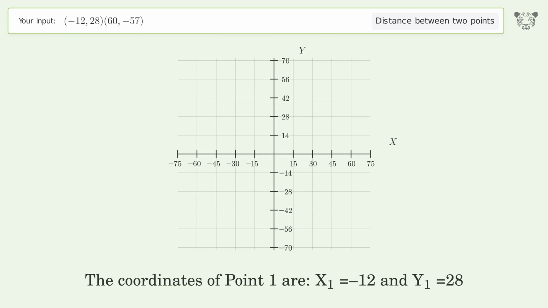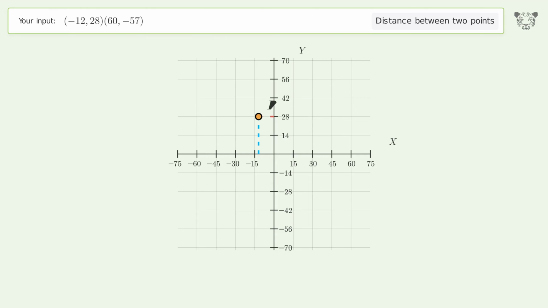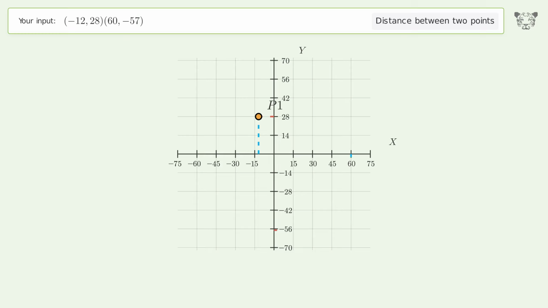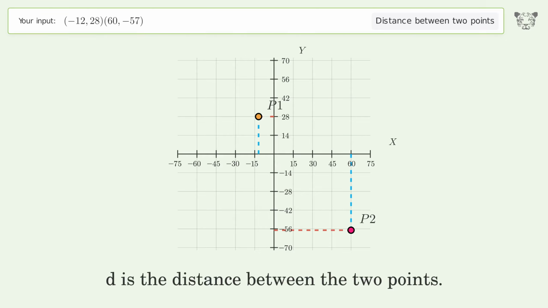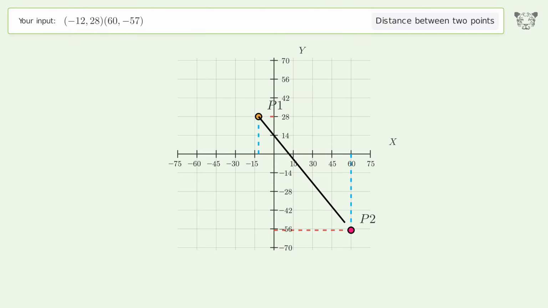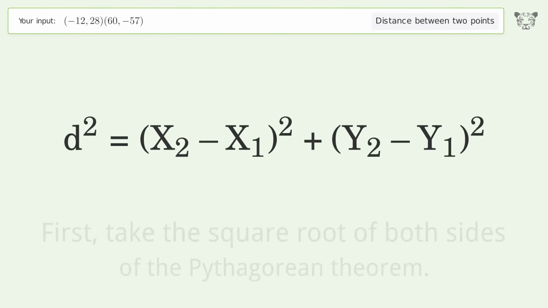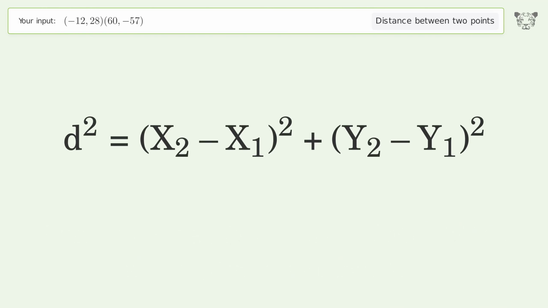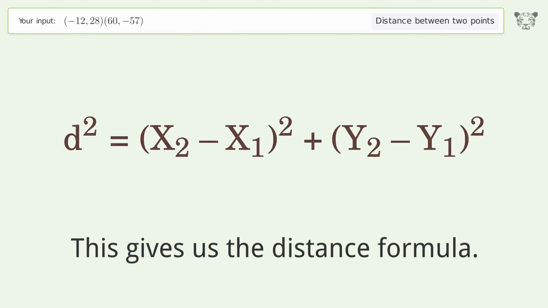The coordinates of point 1 are x1 equals -12 and y1 equals 28. The coordinates of point 2 are x2 equals 60 and y2 equals -57. D is the distance between the 2 points. First, take the square root of both sides of the Pythagorean theorem. This gives us the distance formula.